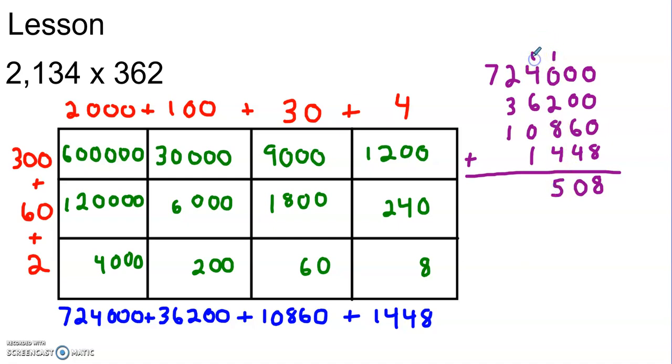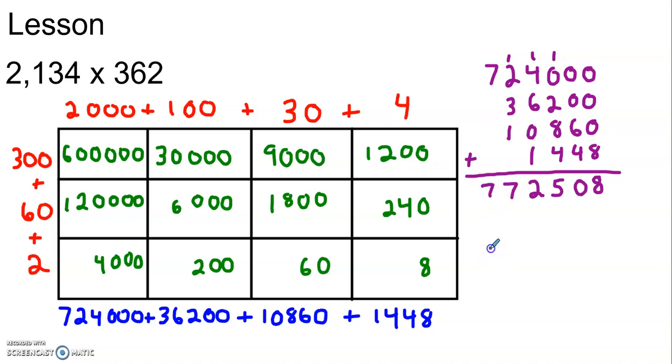I carry the 1. 1 plus 4 is 5. 5 plus 6 is 11. 11 plus 0 is 11. 11 plus 1 is 12. So I'm going to bring down the 2 and carry the 1. 1 plus 2 is 3. 3 plus 3 is 6. 6 plus 1 is 7. So I write down the 7, and 7 plus 0 gives me 7.